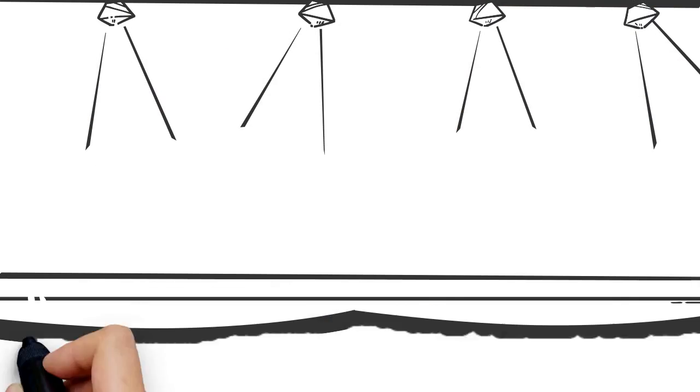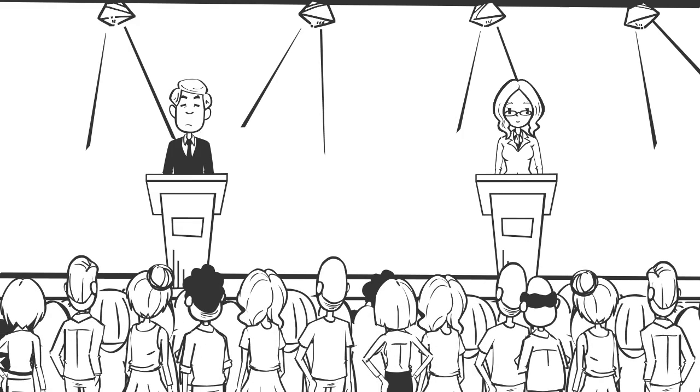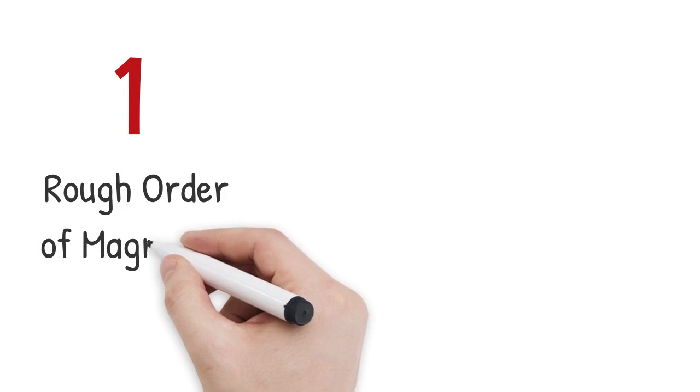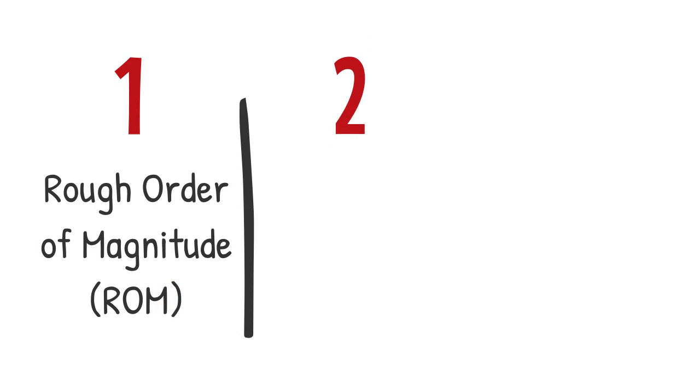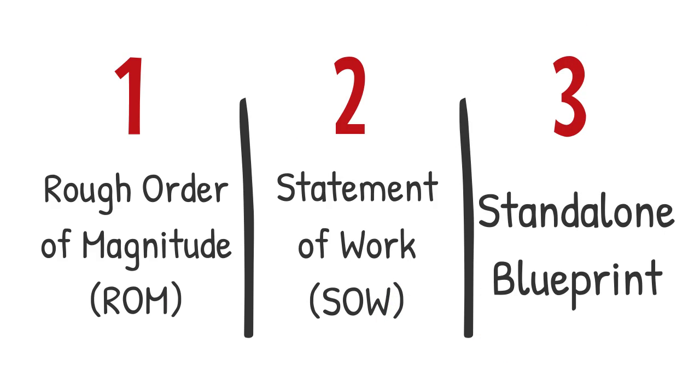The potential partners you're looking at should be able to prepare one of the following options as a means for estimating project timelines and cost variables. A rough order of magnitude, or a ROM, is treated as a high-level estimate. A statement of work, or a SOW, includes all the features of a ROM while providing a much more granular level of detail. The most detailed type of estimate that will be covered here is called the standalone blueprint.